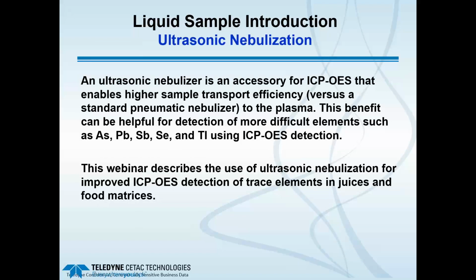The accessory we're going to talk about today is an ultrasonic nebulizer, and it's an accessory for ICP optical emission spectroscopy that enables higher sample transport efficiency to the plasma versus a standard pneumatic or gas-based nebulizer. This can be helpful for detection of more difficult elements such as arsenic, lead, antimony, selenium, and thallium while using ICP-OES detection. This webinar will describe the use of the ultrasonic nebulizer, and we'll look at what improvements we can make in the detection of trace elements in juices and a variety of food matrices.